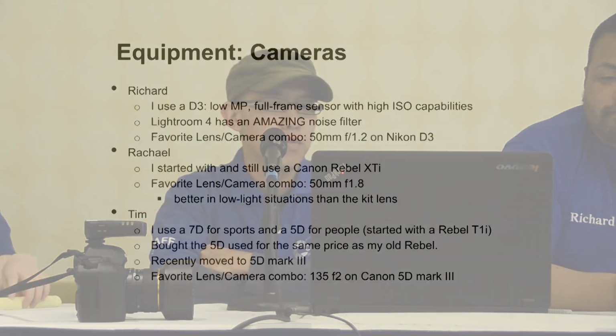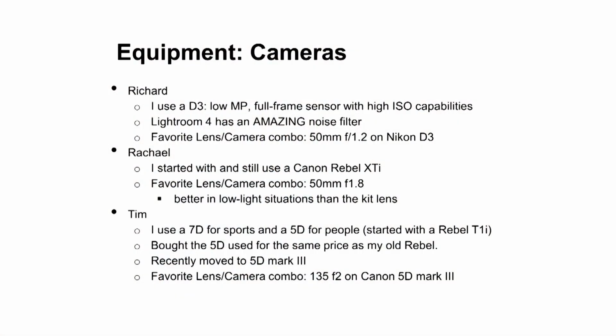Okay. I started with the Rebel T1i a few years ago, and then about a year later, I decided I needed a little more power, so I went to the 7D. And then I decided I wanted to go to a full frame, but I didn't want to spend that much, so I got the 5D Classic, which is actually like 5 years old, but it's still a great camera. And then just recently I moved to the 5D Mark III, and it's basically everything the 5D was, but better. And my favorite lens combo is the 135 f/2 with it.